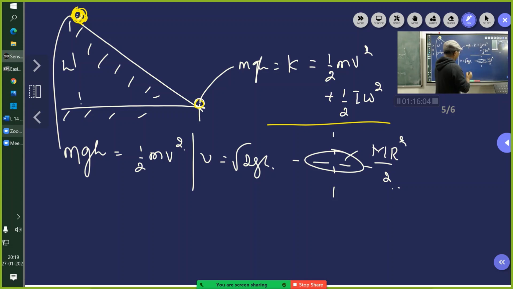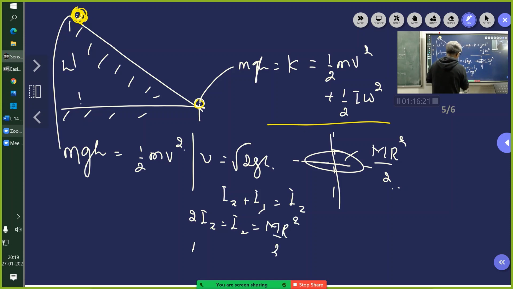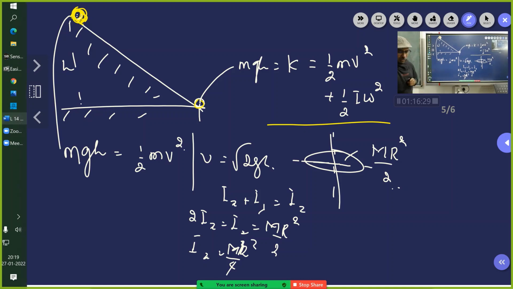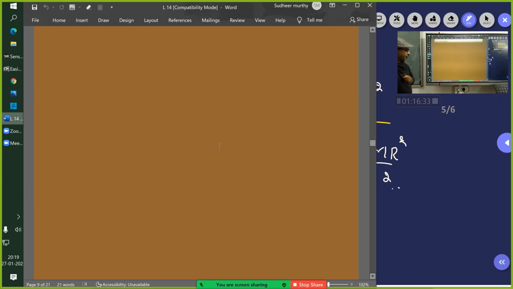Okay. So about the diameter, now you will use Ix plus Iy is equal to Iz. In this case, about both diameters, which are perpendicular, it is the same. So you can take it as 2Ix is equal to Iz, and Iz is equal to mr square by 2, and therefore Ix will be mr square by 4. Very simple. Not at all difficult.